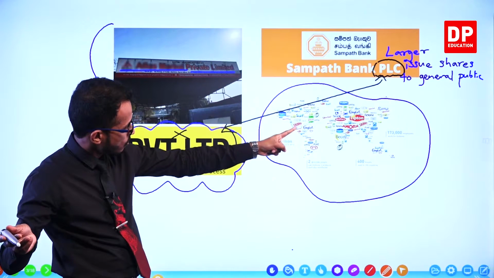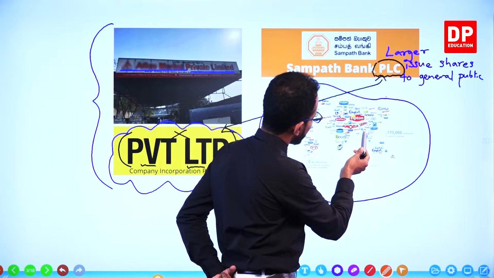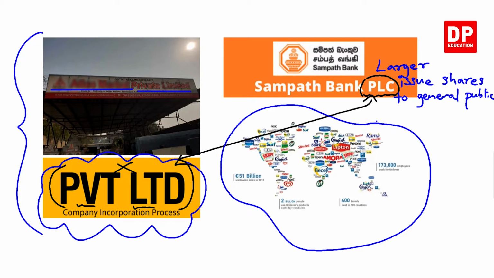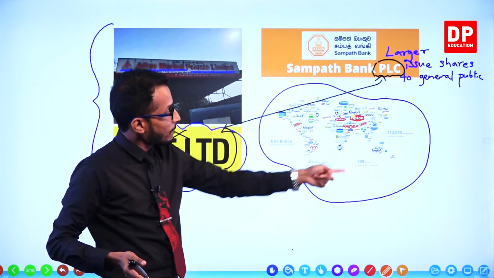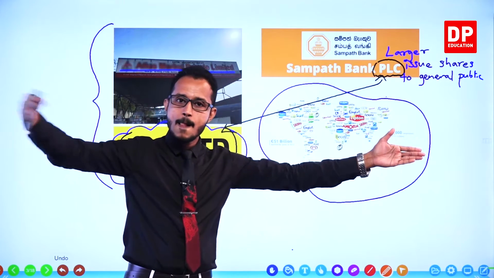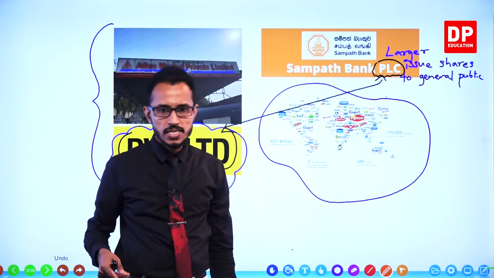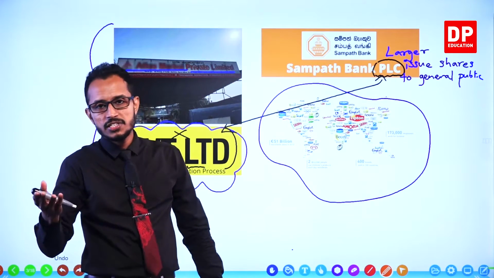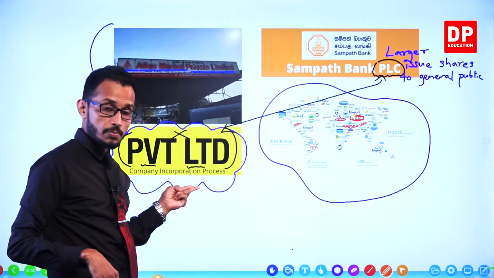I'm sure that you recognize this company, the company which sells these brands, see, Lipton, Flora, included so many brands here, Signal Toothpaste, Surf Excel, Comfort. So most of the time, children, public limited companies are larger organizations which are widespread, maybe not only in Sri Lanka, all over the world. Multinational companies. Public limited companies and private limited companies.